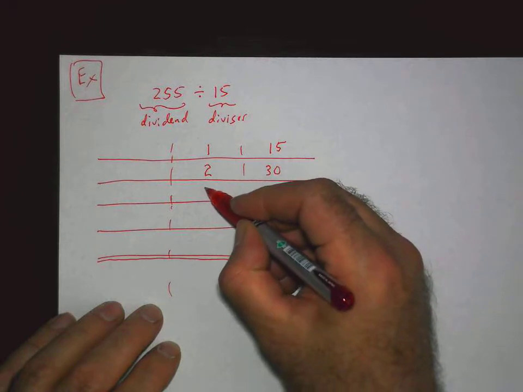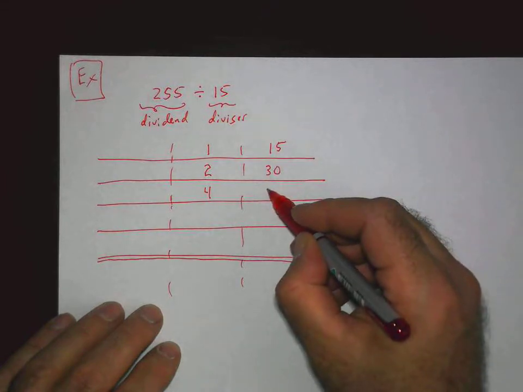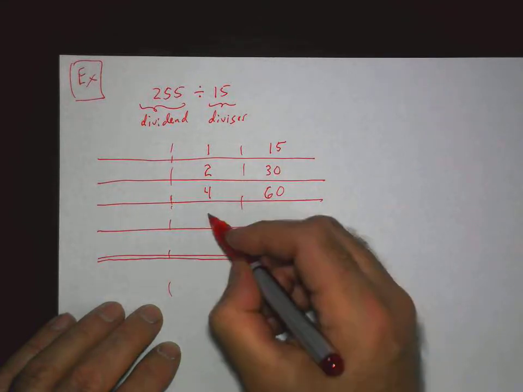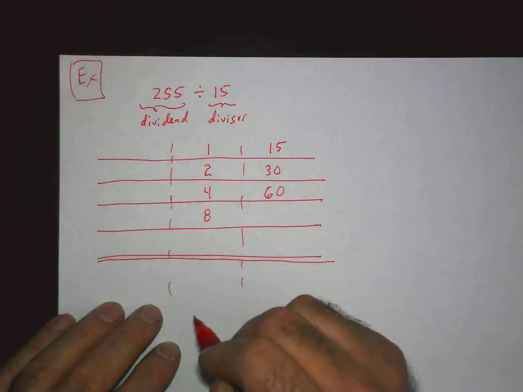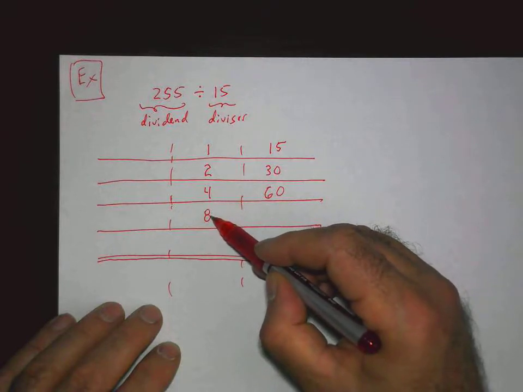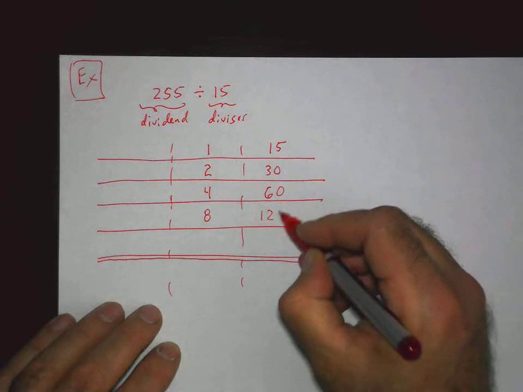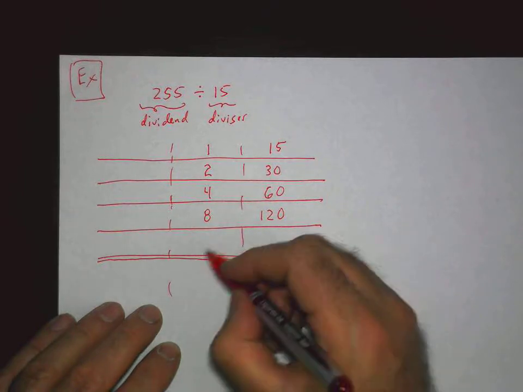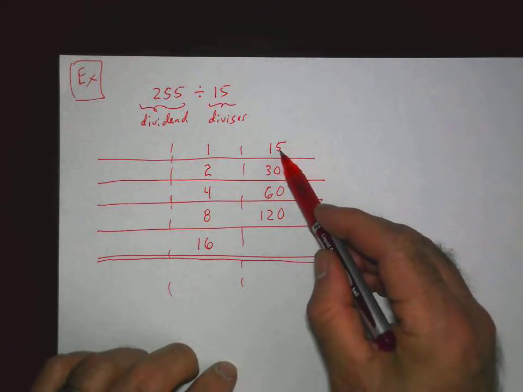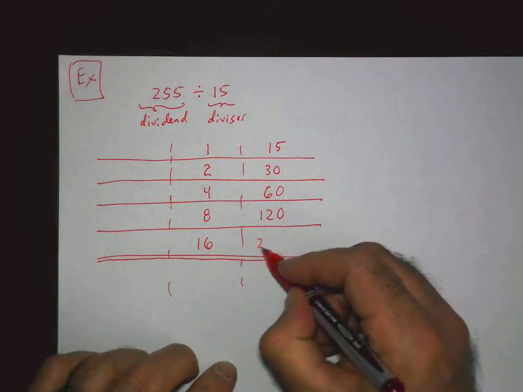Continuing, we'll take the next largest power of 2, 2 to the second, and multiply our divisor by 2 to the second, so that's 60. The next largest power of 2 is 2 to the third, 8. 15 times 8 is 120. We'll take the next largest power of 2, 2 to the fourth, which is 16. And our divisor 15 times 16 is 240.